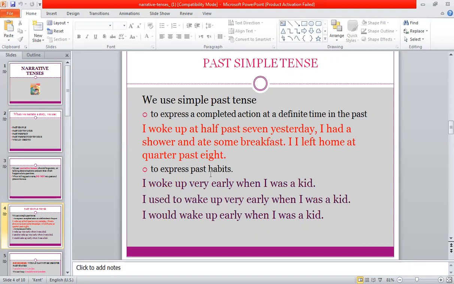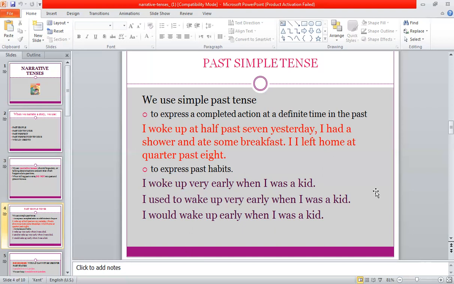To express past habits. So to express completed actions in the past, and to express past habits, this is number two. I woke up very early when I was a kid. I used to wake up very early when I was a kid. I would wake up early when I was a kid. Here I said woke up, used to wake up, would wake up. So woke, used to, would, the three ways to express past habits. So the three of them are correct.